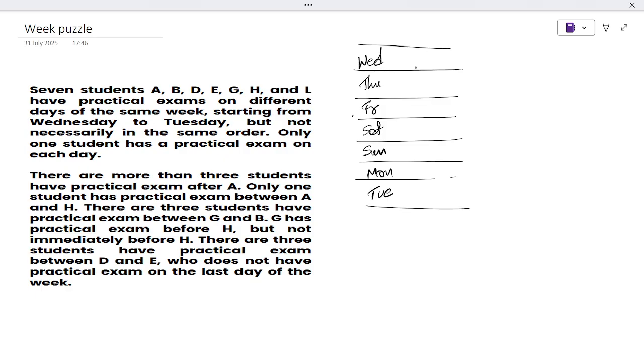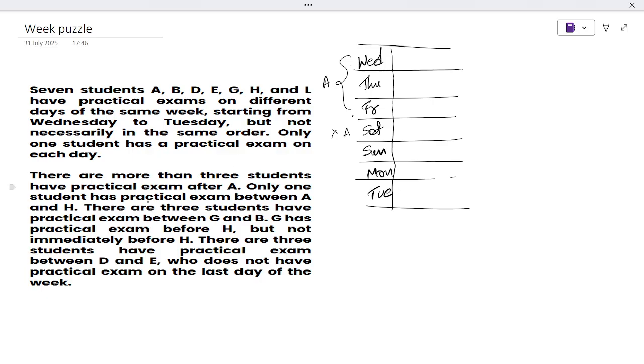Here they are not necessarily in order. Only one student has a practical exam on each day. More than 3 students have a practical exam after A. This means you cannot place A here. Why? Because after A you have exactly 3 people. So the only possibility is Wednesday, Thursday, or Friday, so you can place A here.